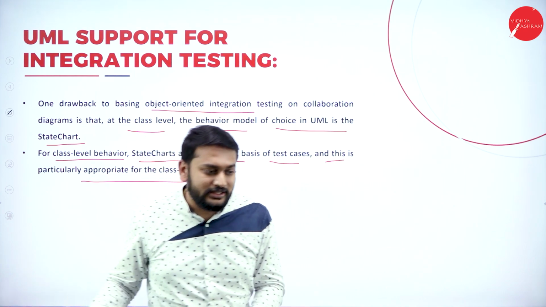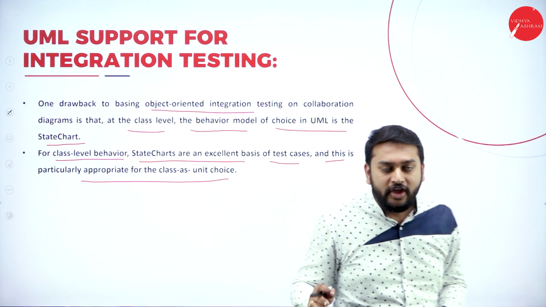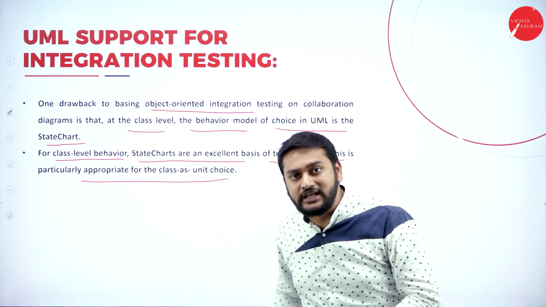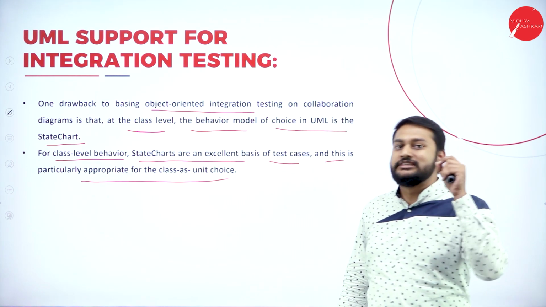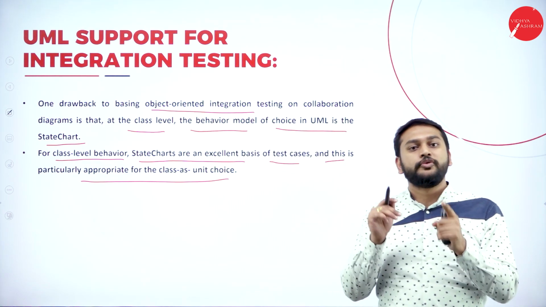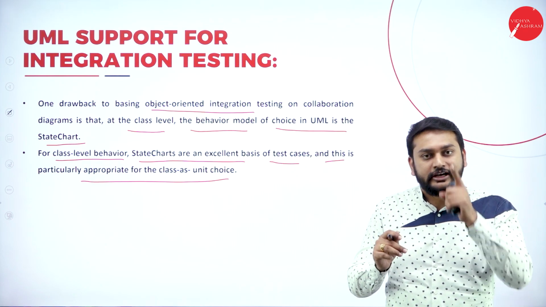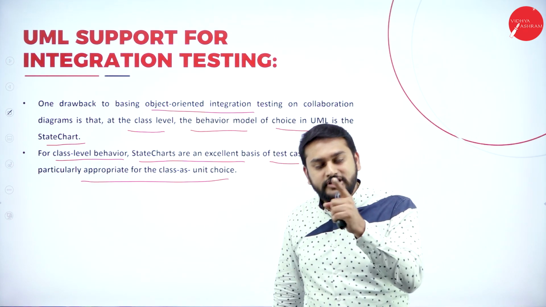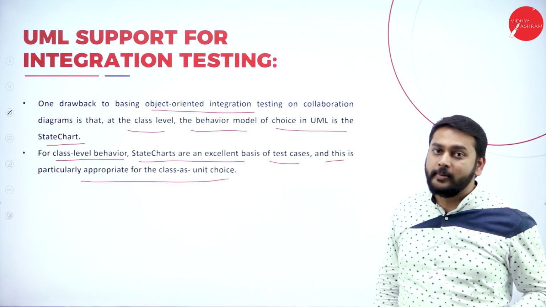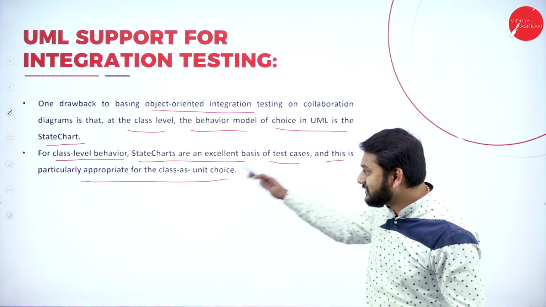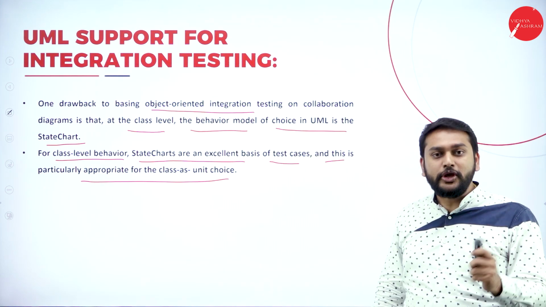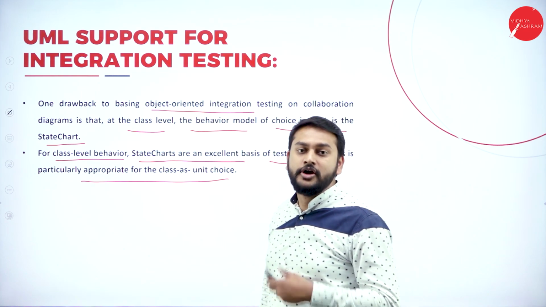When I treat the classes as units, if I want to know the behavior of a class, I will prefer the state chart diagram. That's defined in the UML. That's a most important point that you need to remember. And people treat this as a drawback. I will explain why they are treating this as a drawback.